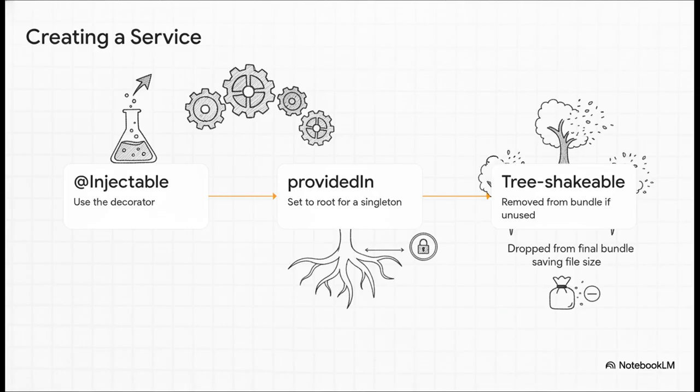And the really cool part? Modern Angular treats these root providers as tree-shakeable, meaning if your app never actually uses the service, the build process literally just drops it. Instant bundle size savings.